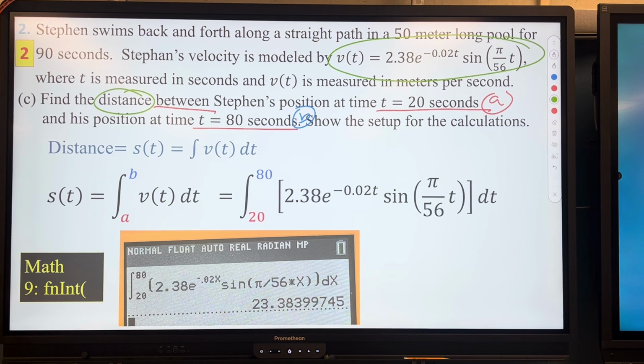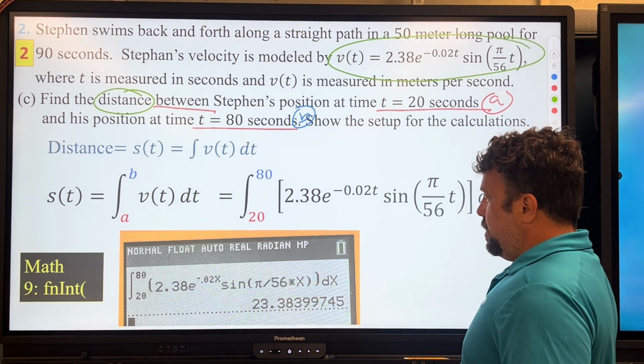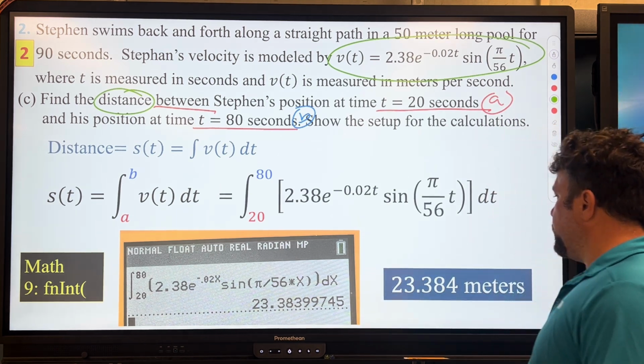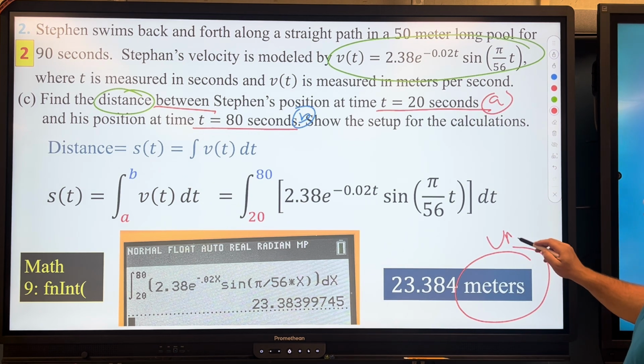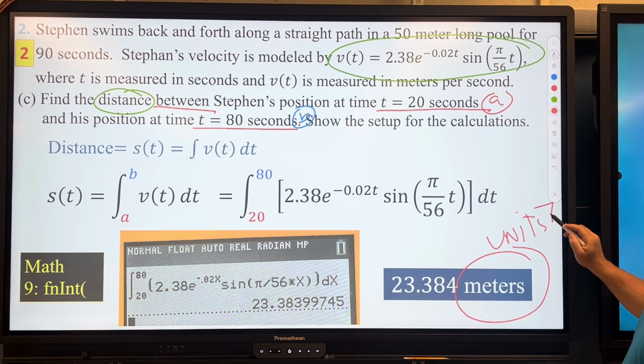All right, I already showed you how to do this, so I don't have to show you again. And that's your answer, 23.384 meters. Make sure you do your units. A lot of points are lost with no units. All right? That was pretty easy, wasn't it?